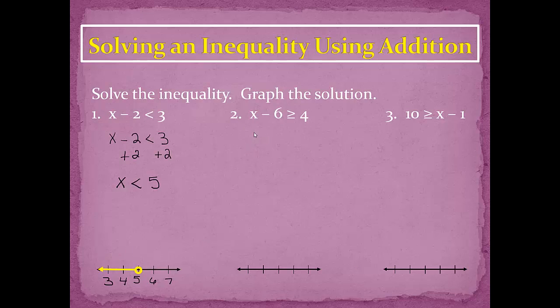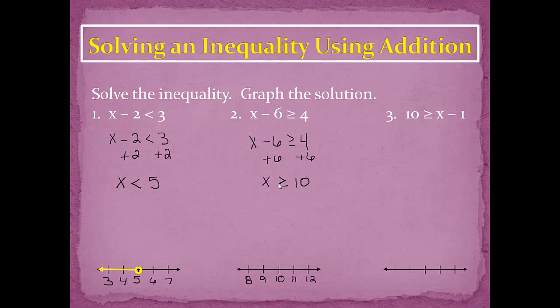So 4 and 3 would be less than 5. Now for number 2, we have x minus 6 is greater than or equal to 4. Once again, we solve this just like we did equations, so we would add 6 to both sides. So we have x is greater than or equal to, and 4 plus 6 equals 10. Now I will fill out my number line. So I have 10, and then to the right I have 11 and 12, and to the left I have 9 and 8.